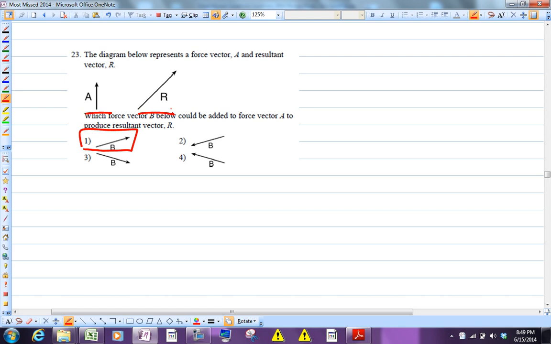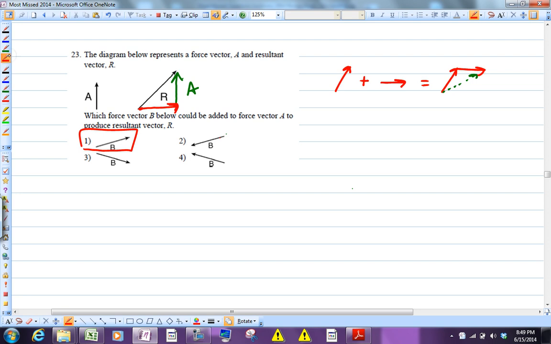So if this is the resultant, A, let me just erase this. I'm going to redraw it over here. So something plus that has to equal the resultant. Well, that something has to end, if I'm drawing the head to tail method, like this, and it has to start here, so it's going to be this vector. It's going to be number 1. Again, head to tail method. When you add vectors, if you want to add this plus this, that would be this plus this, and that would be the resultant.